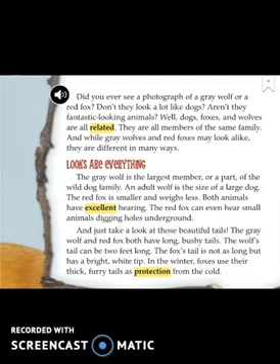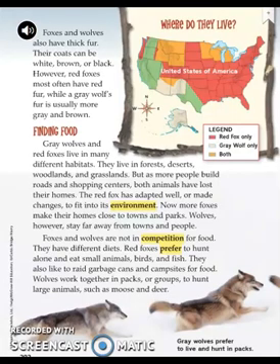And just take a look at those beautiful tails. The gray wolf and red fox both have long, bushy tails. And here we are comparing, right? The wolf's tail can be 2 feet long. The fox's tail is not as long, but has a bright white tip. In the winter, foxes use their thick, furry tails as protection from the cold. So their furry tails can protect them from the cold. On this page, we are going to have other similarities and differences between the two animals.